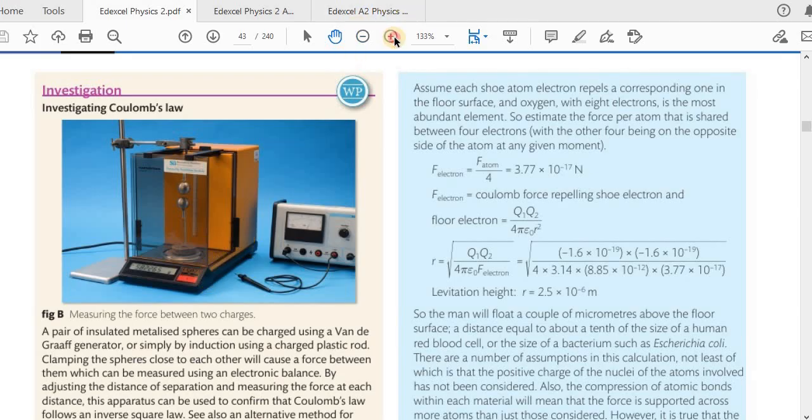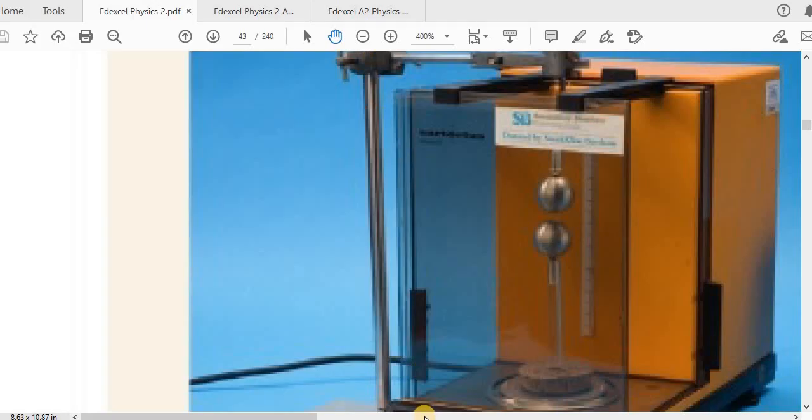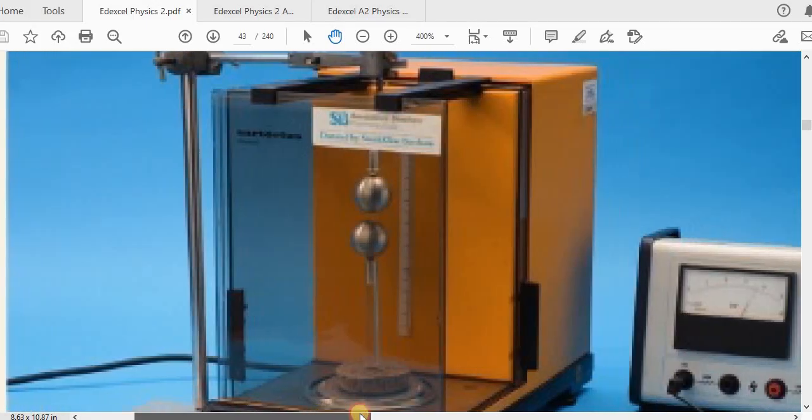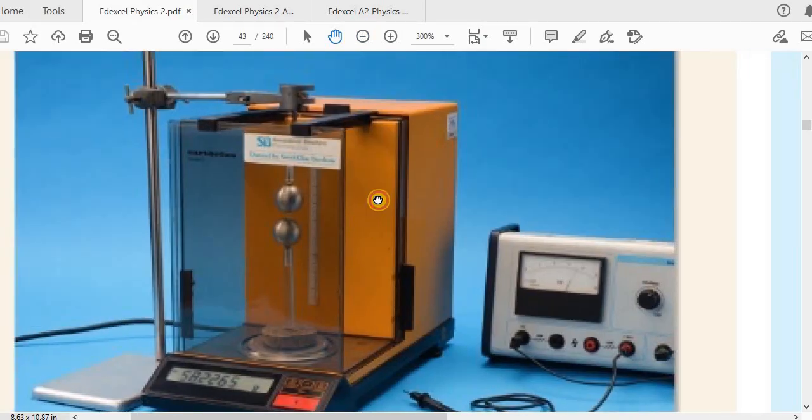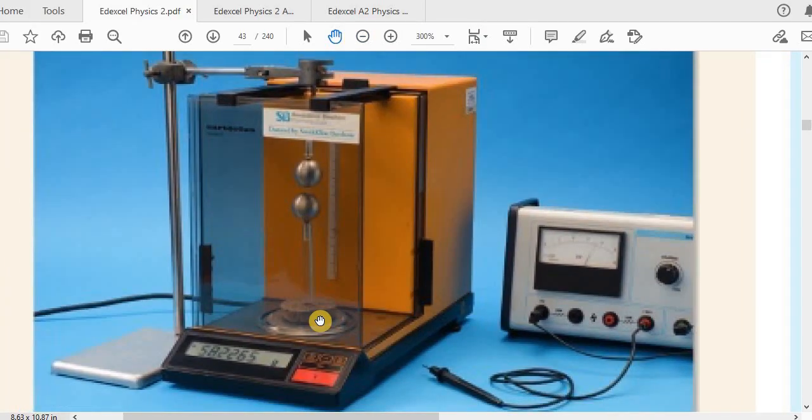If I zoom this in, you can have a better look. Yes, now you can see the spheres, and this is on a top pan balance. You can see this is the scale, or the electronic scale, or maybe you can even call it the top pan balance. Now there is also a ruler to measure the distance between them.